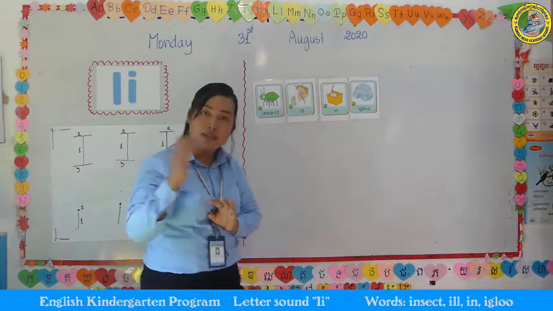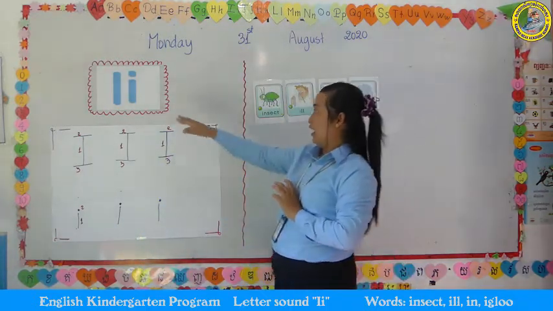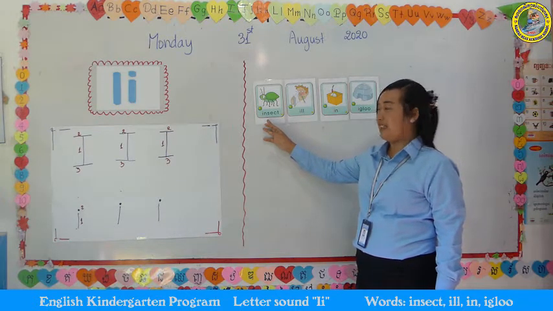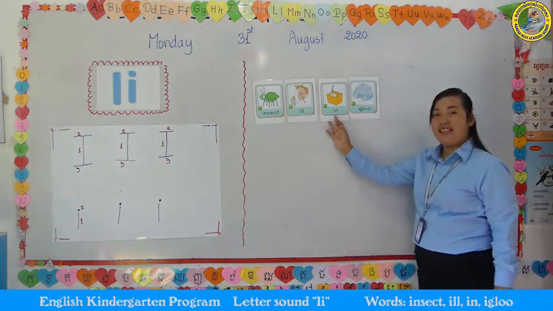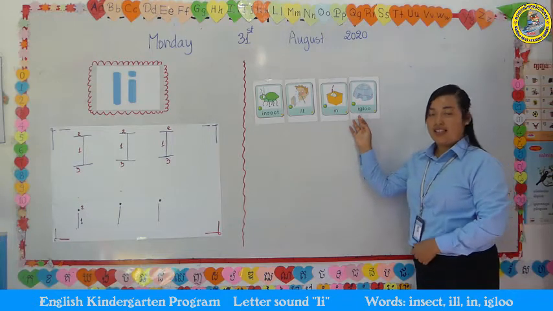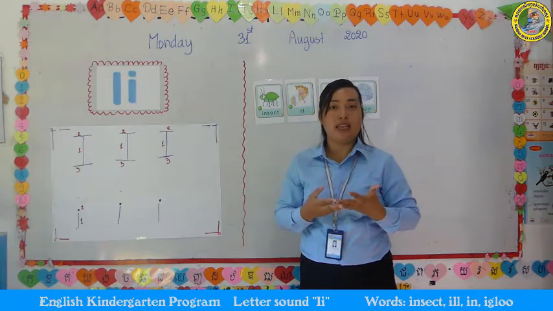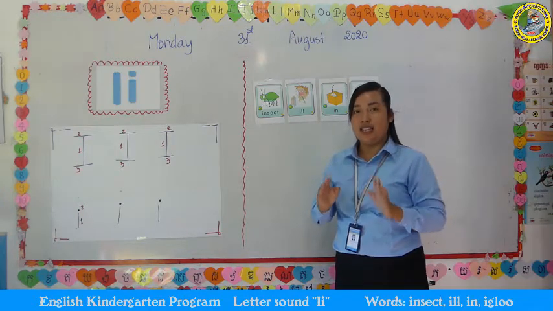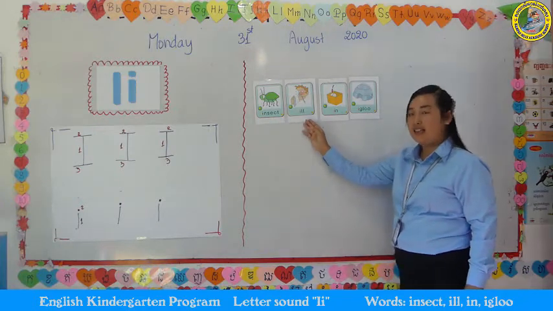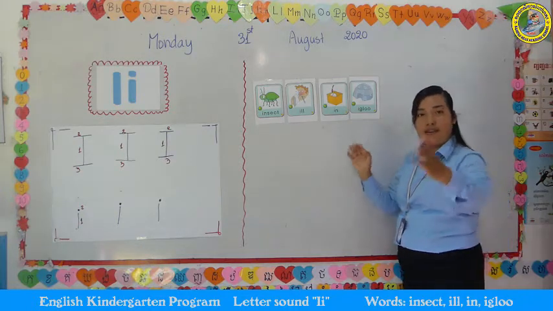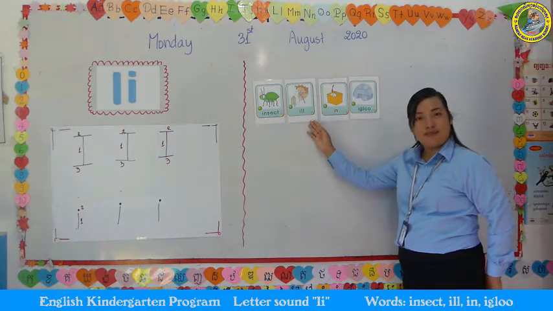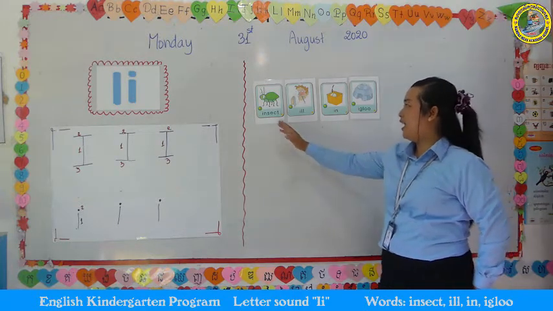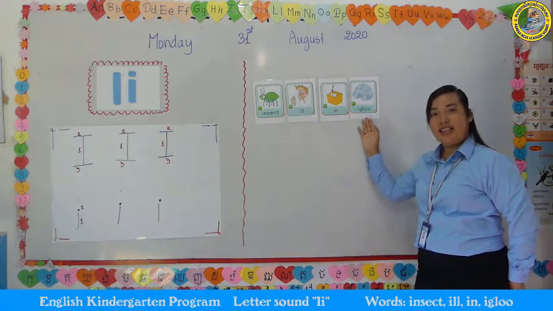Can you tell me what the sound of the letter I is? Insect, sound I. Eel, sound I. In, sound I. And igloo, sound I. Okay. Now please repeat after me. I sound I, insect, I, eel, I, igloo. Yeah, very good. Excellent. Great job. Insect, eel, in, igloo.